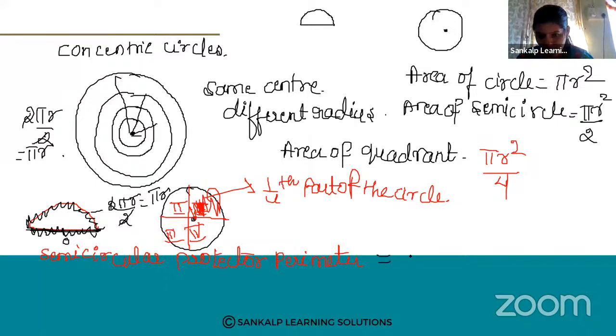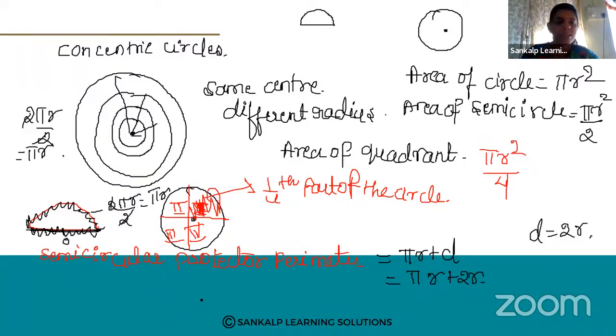So we can write it as pi r plus d. D means what? That is 2r. Diameter is 2 times the radius. So d can be written as pi r plus 2r. Right? Pi r plus 2r. So this is the perimeter of the semicircle. Not area, it is the perimeter of the semicircle.